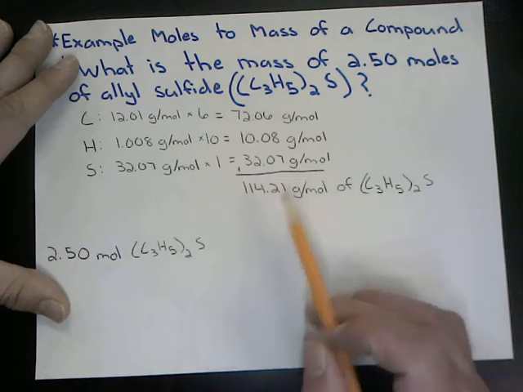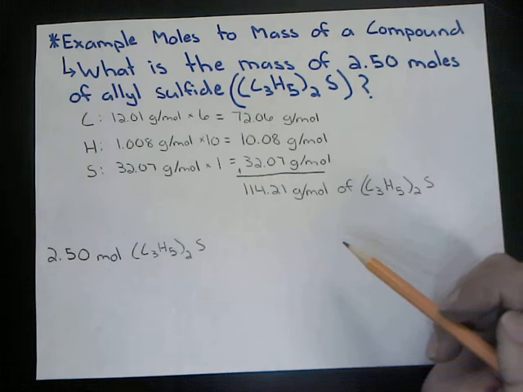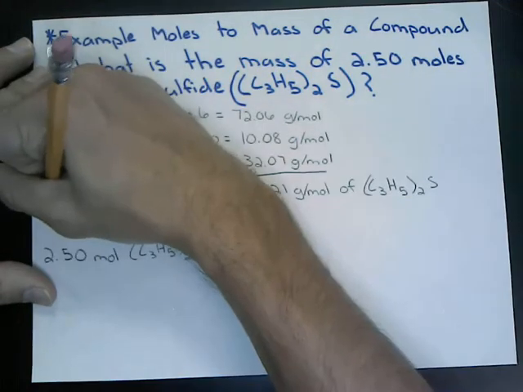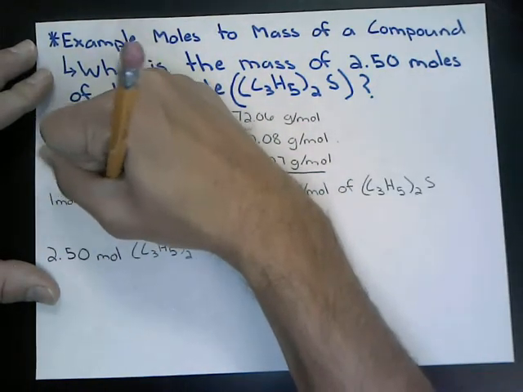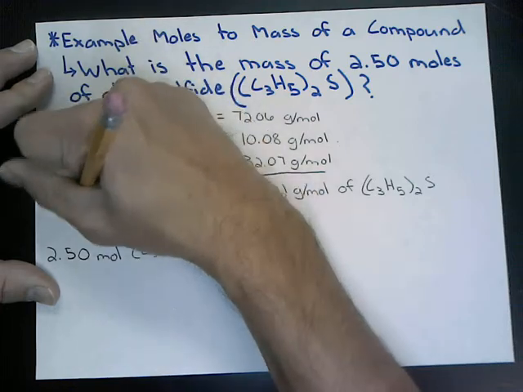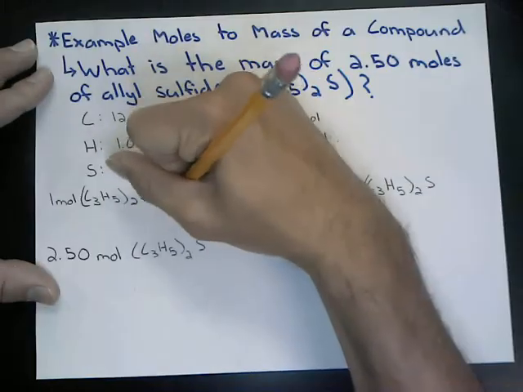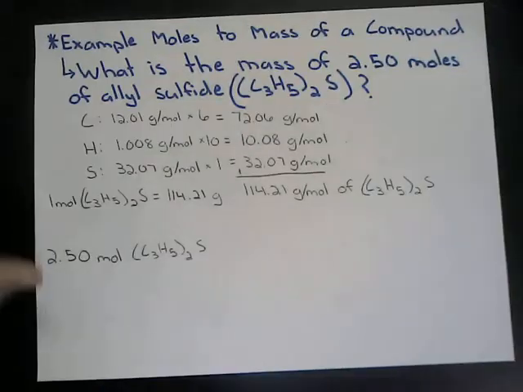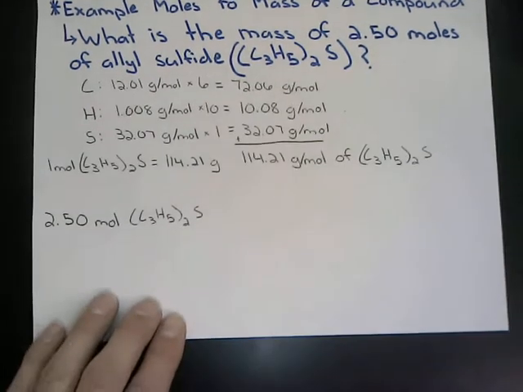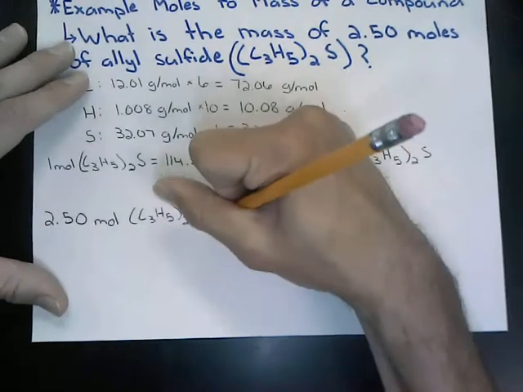All right. So what that means is that every 1 mole of allyl sulfide has 114.21 grams. So let me rewrite that right now as I'm thinking of it. So 1 mole of C3H5 2S equals 114.21 grams. And that's going to be really important in this final step. So step 3 basically is to set up that conversion factor.